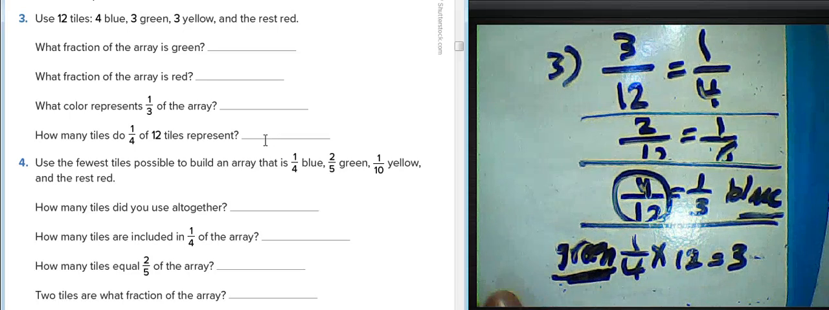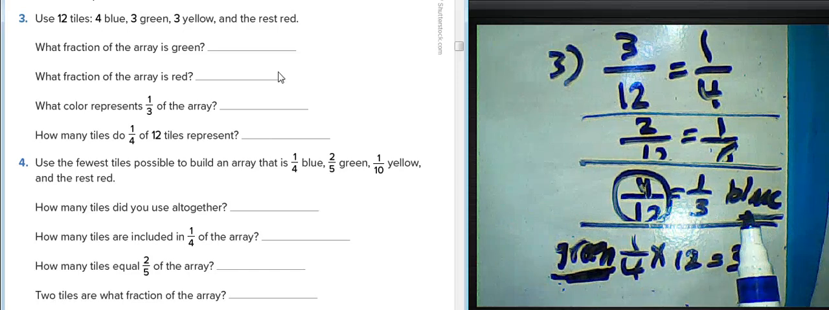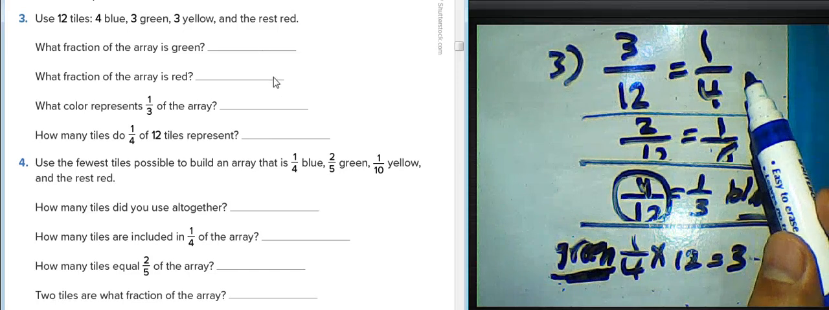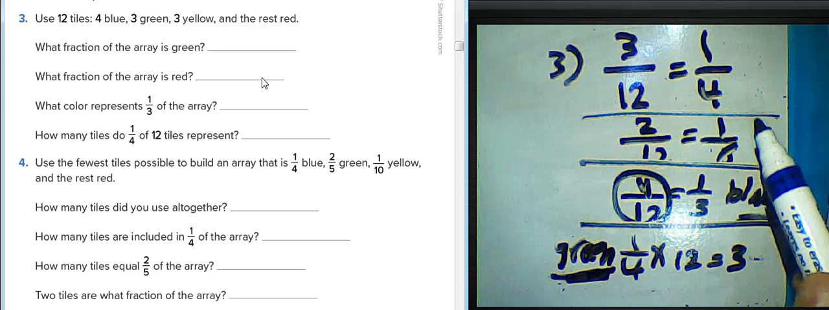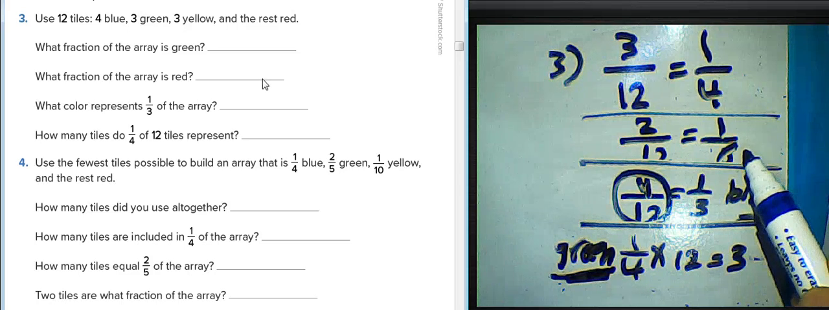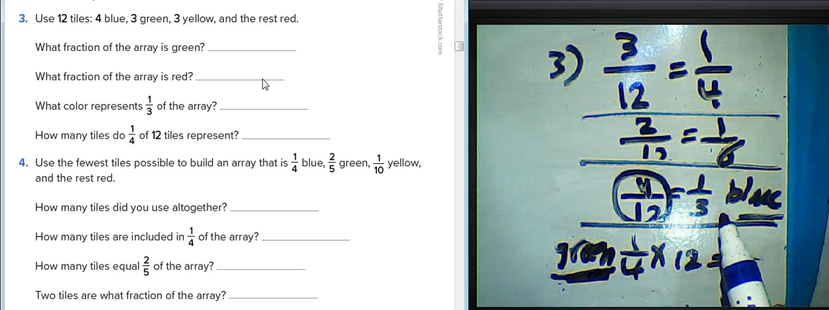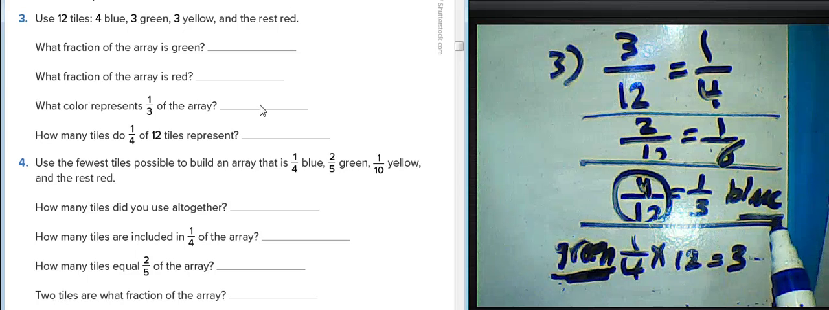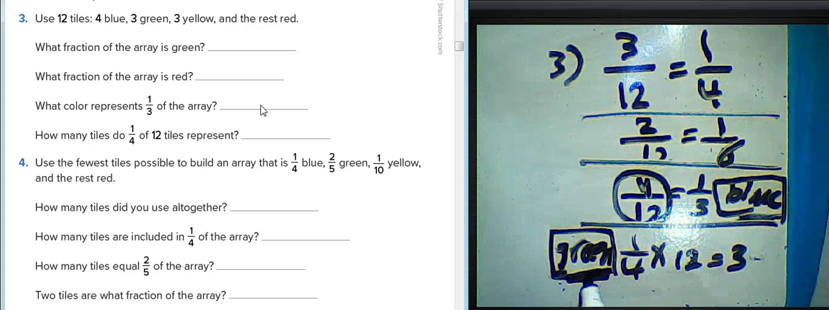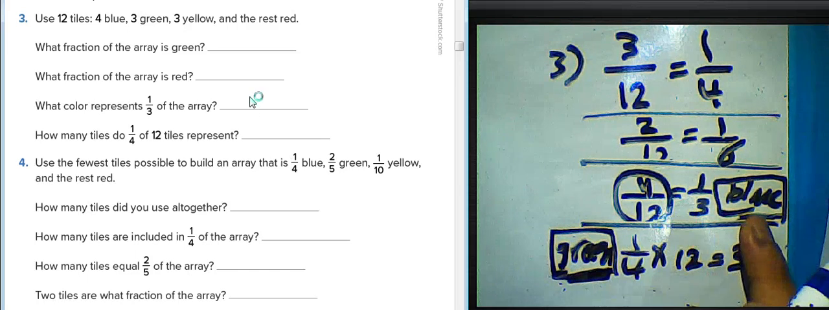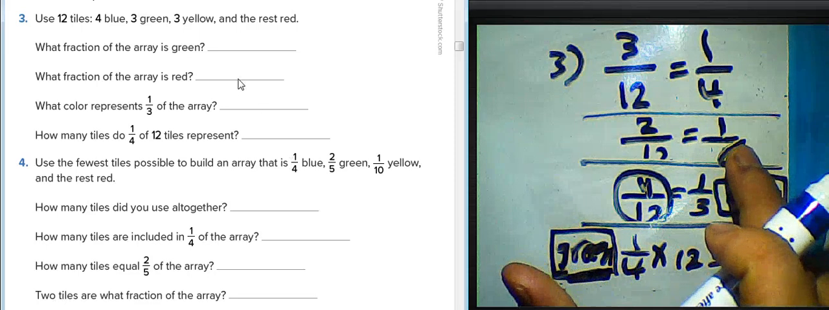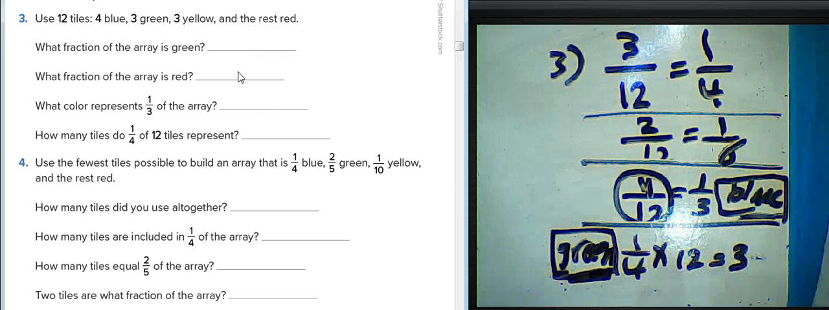Okay, I will repeat the answers. Look here. First, write here one fourth, 1 over 4. In the next line, write 1 over 6. And here, write the word blue. And the last one, write the word green in this space. Again, green, and here blue, and up here 1 over 6, and up here 1 over 4.